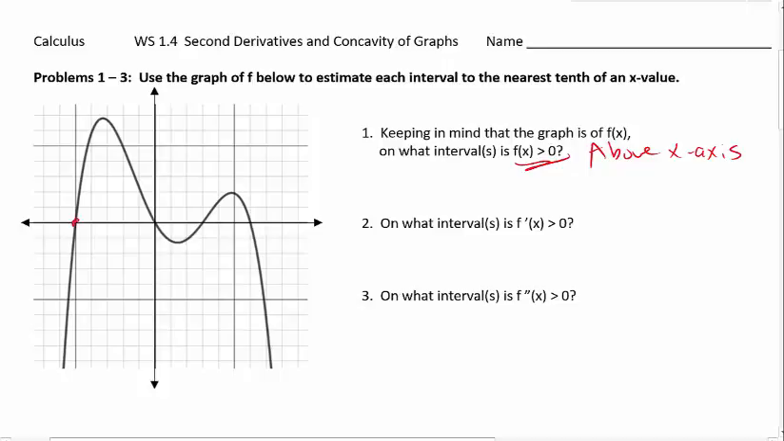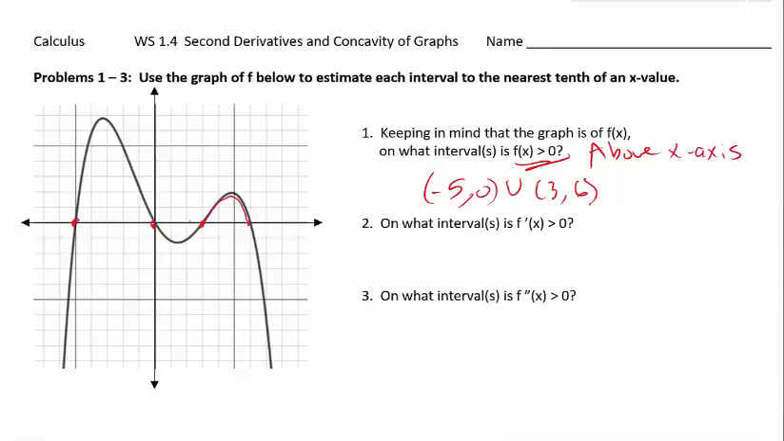That happens starting here at -5, x is -5, and continuing until right there when x is 0. So from -5 to 0, your graph is above the x-axis. And again, 1, 2, 3, when x is 3, it continues until x is 6. So we'll put a union there with the interval 3 to 6.